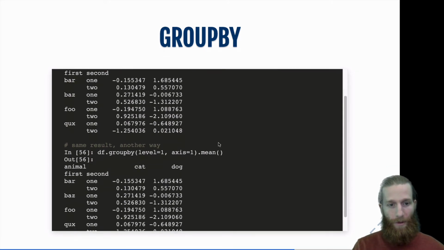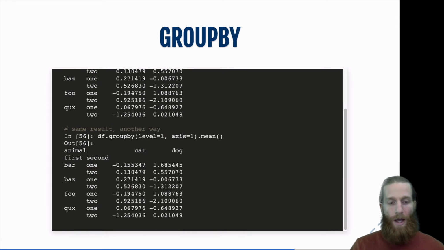So the same code in group by, I have to scroll down here a bit, is doing a group by on the first level, the second level, right? So we're grouping by 1, 2, and then we're grouping by level 1 on axis 1. So axis 1 is actually going to be on the column axis. So then we're just going to take the mean across, right?